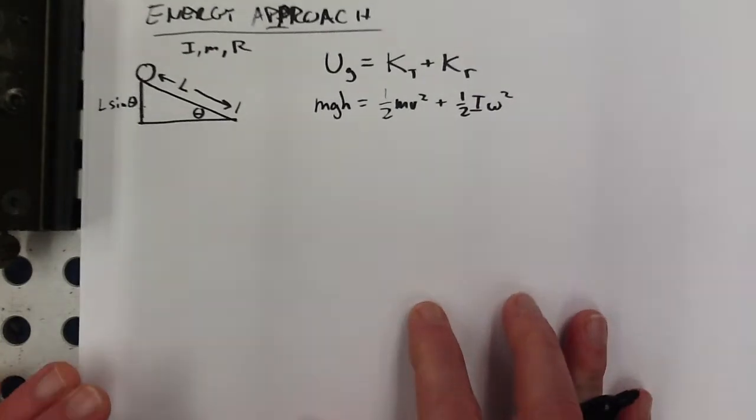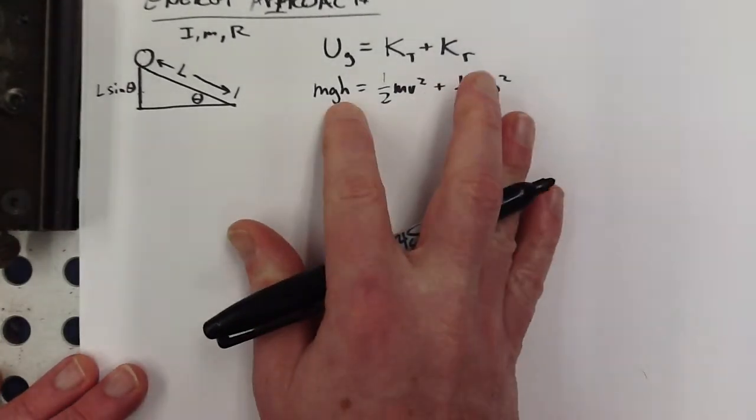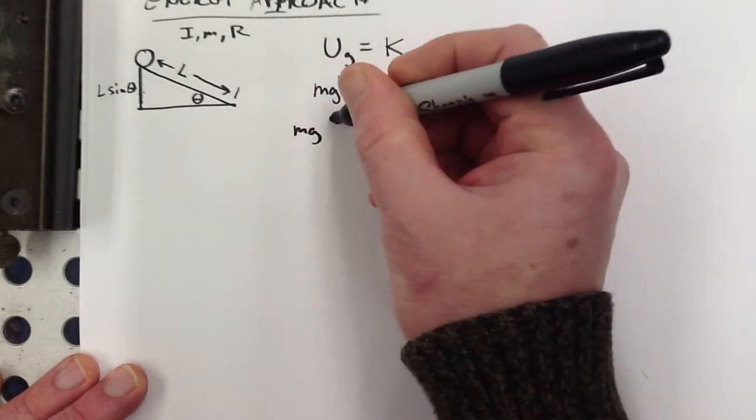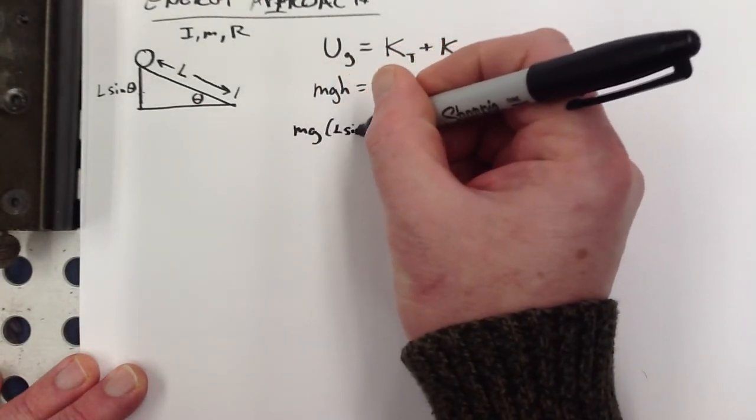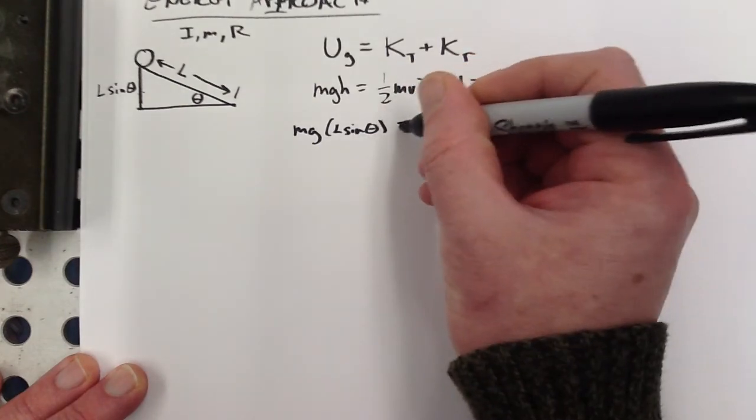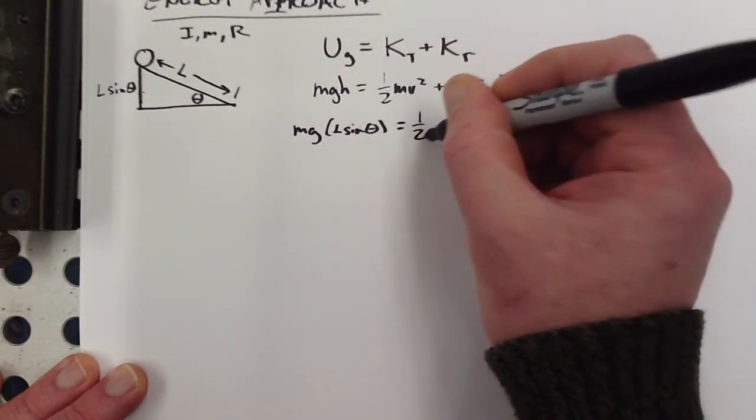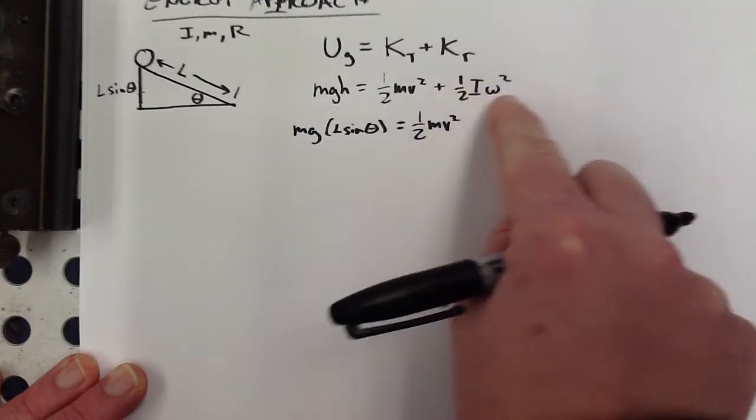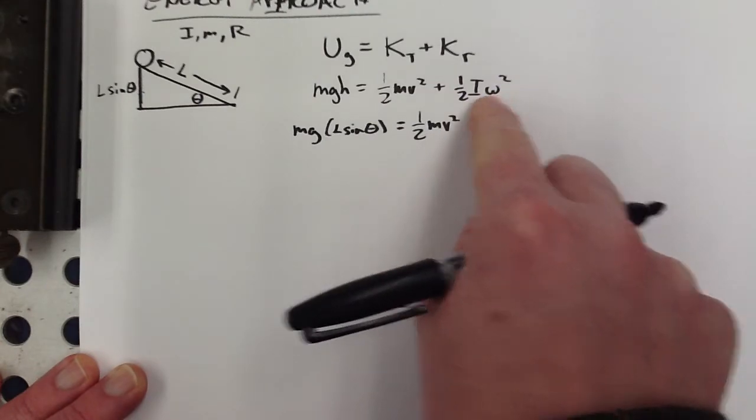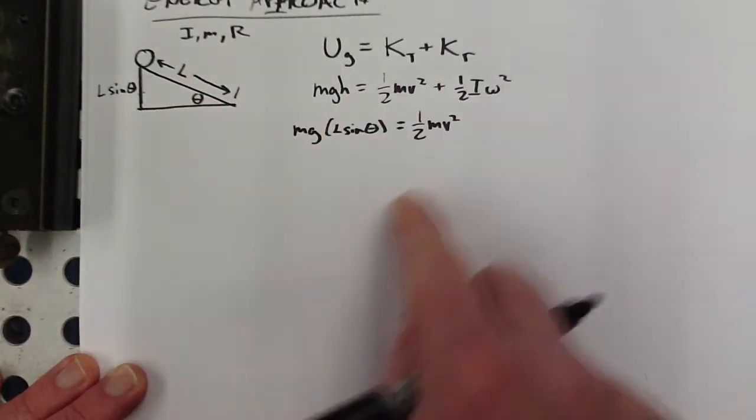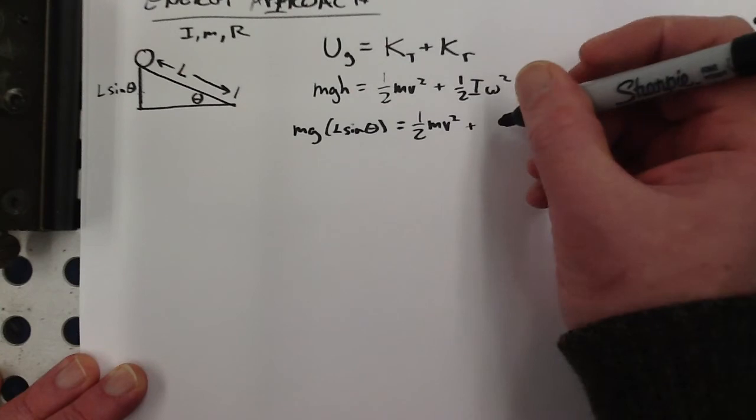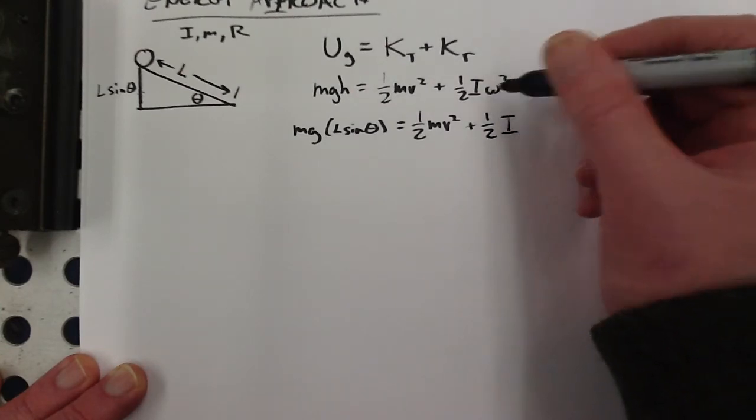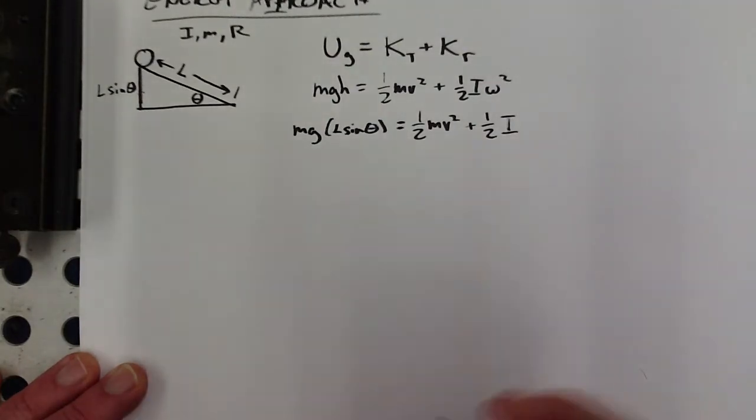Now let's see what we can do here. The h is L sine theta. One half mv squared, not really anything I can do there. I can do this at least: 1/2 I, and the omega is v over r.